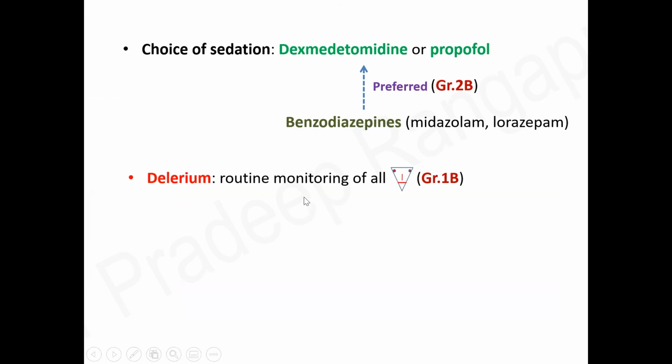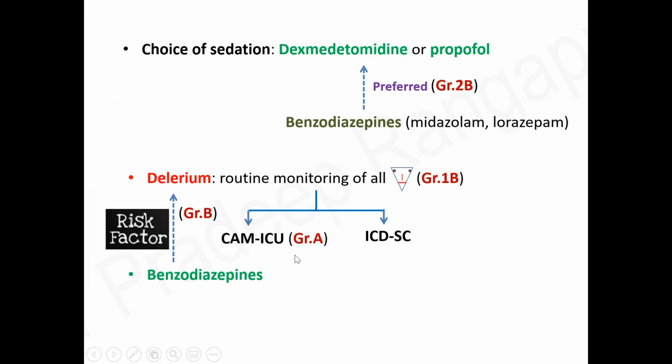And for delirium, routine monitoring has to be done to ascertain if any of the patients are in delirium, in all ICU patients, and that gets a strong recommendation with a moderate level of evidence, which is grade 1B. For delirium, you can use the CAM-ICU score or the ICDSC, which is the Intensive Care Delirium Screening Checklist. So this is something that one could use. And the CAM-ICU score gets a grade A recommendation. It has a good level of evidence to assess patients if they're having delirium.